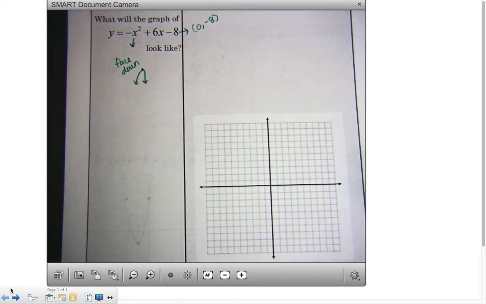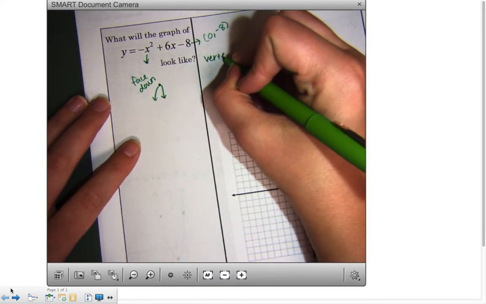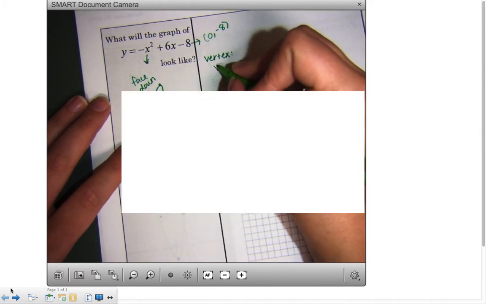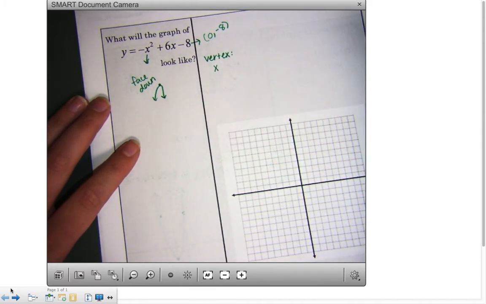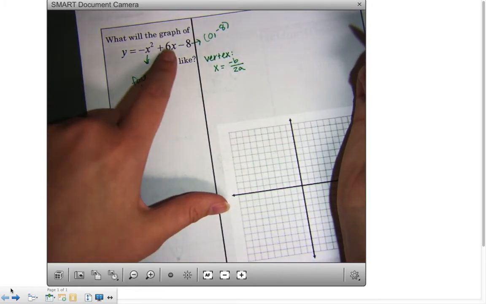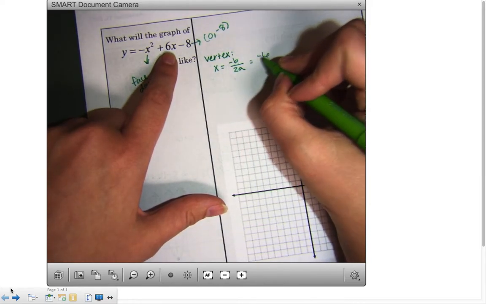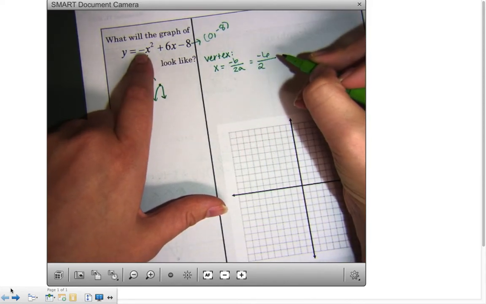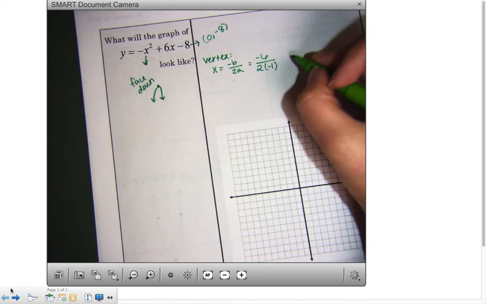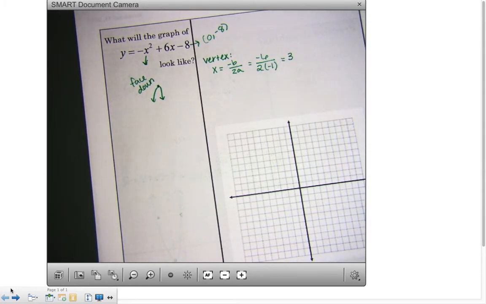First thing we need to do is find the vertex. To find the vertex, you need to know the axis of symmetry, which is the same thing as the x value of the vertex. So x equals the opposite of b over 2 times a. B is 6, so the opposite of 6 is negative 6, over 2 times a, which is negative 1. So negative 6 divided by negative 2, the x value is 3.